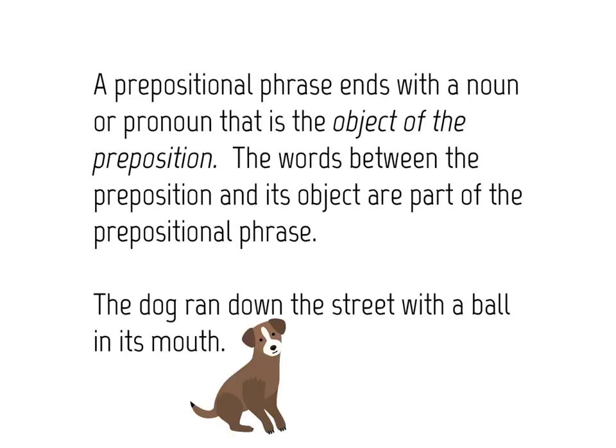And a prepositional phrase ends with a noun or pronoun, and that is what we call the object of the preposition. The words in between the preposition and its object are part of the prepositional phrase. So in this sentence, the dog ran down the street with a ball in its mouth. There are 3 prepositional phrases in this sentence. Each phrase starts with a preposition, ends with the object of the preposition, and may or may not have words in between. See if you can find all 3 prepositional phrases.